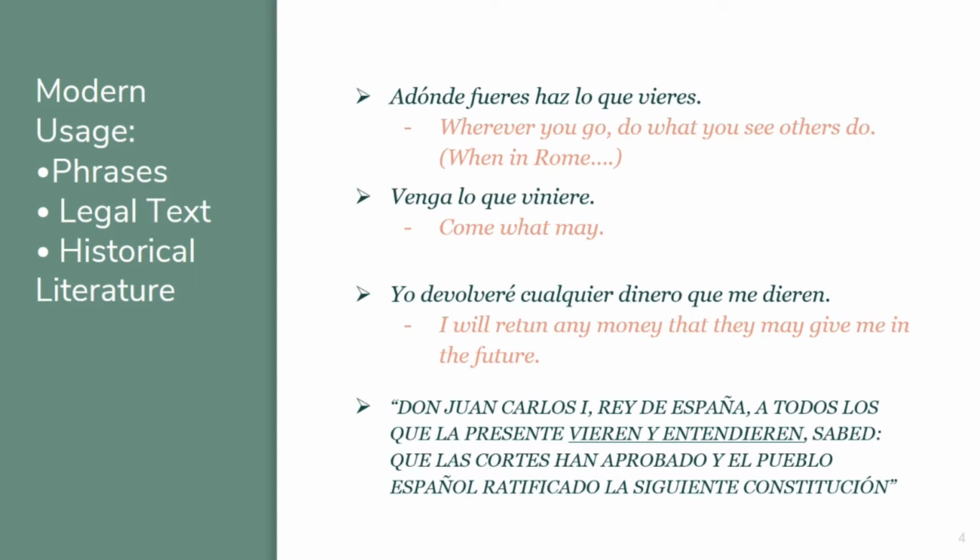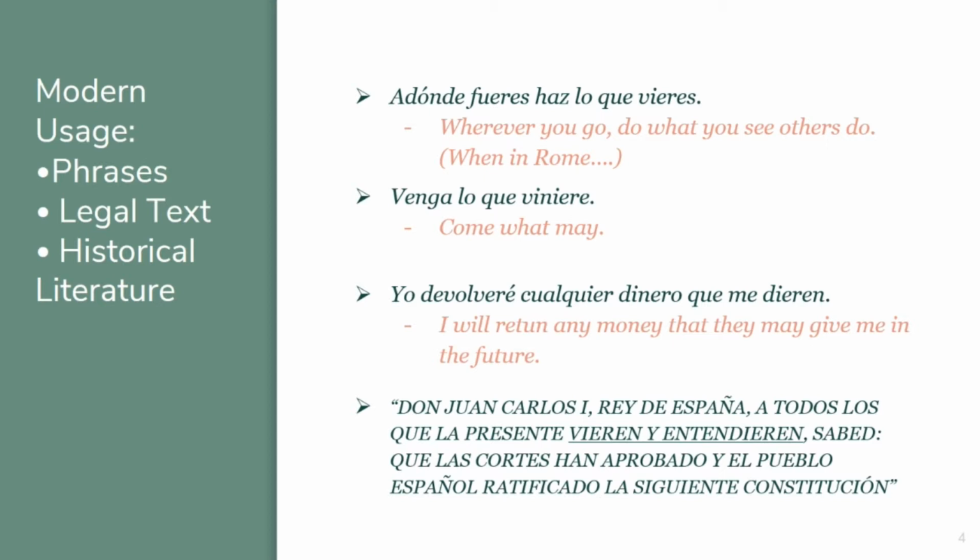So this constitution was ratified by the king on December 29th, 1978, after it had been passed by the Cortes Generales, so general courts, and October 31st, and then it was ratified by the Spanish people December 6th, and then the king sanctioned it on December 27th, 1978.